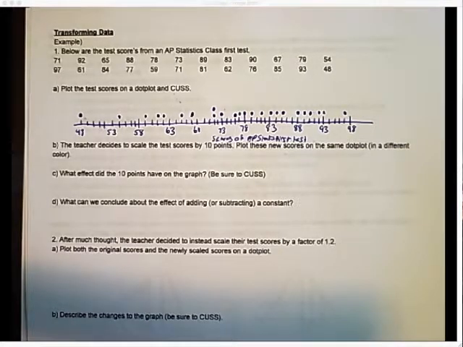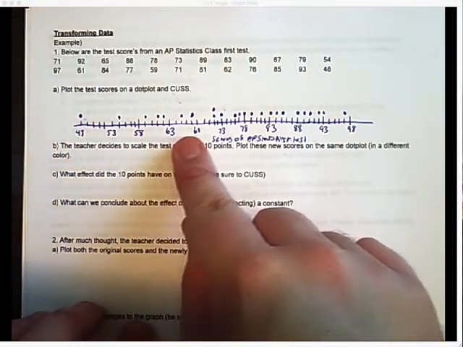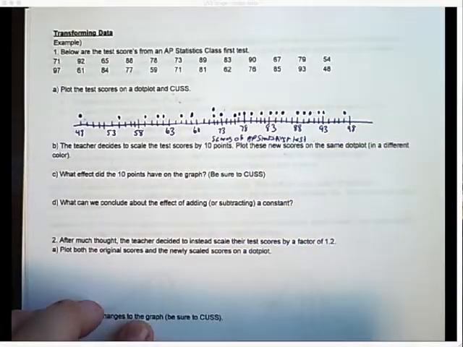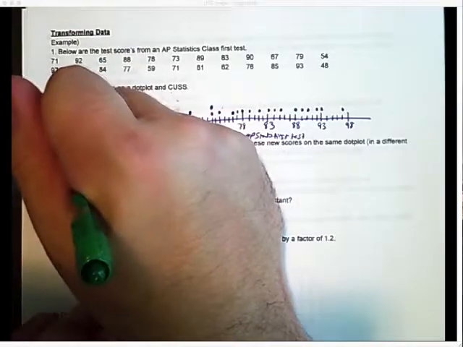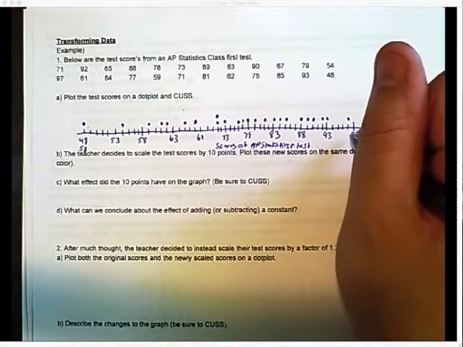Okay. So it says the teacher decides to scale the test by 10 points. That means she's going to add 10 points to everybody. So if that happens, think about all of these numbers changing by 10 points. So the person that got 48 now would have a 58. And the person that got a 97 would now have 107.